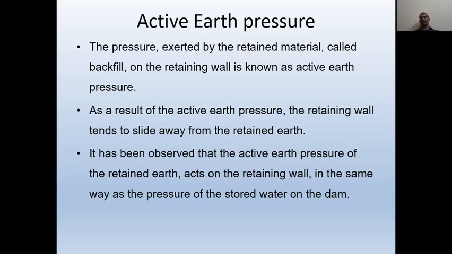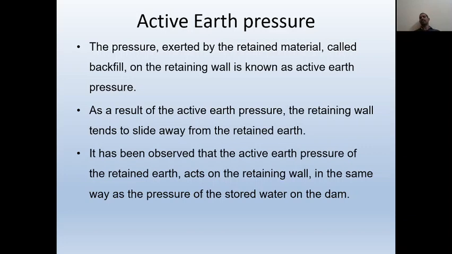So what is the scenario? It will try to move the retaining wall away from the earth material. As a result of active earth pressure, the retaining wall tends to slide away from the retained earth. It has been observed that active earth pressure acts on the retaining wall in the same way as the pressure of stored water acts on a dam.